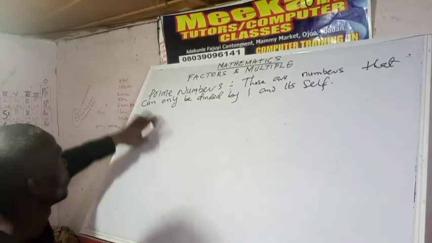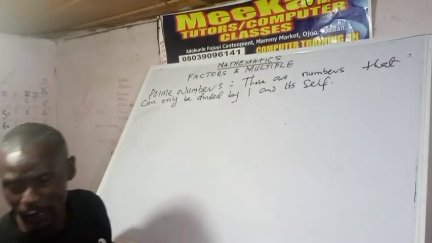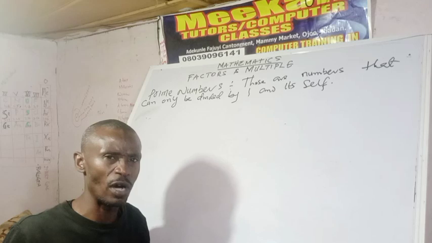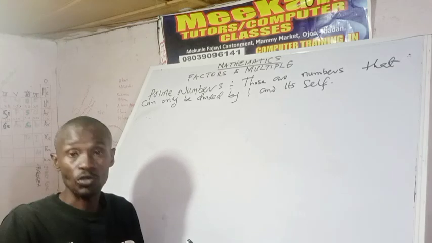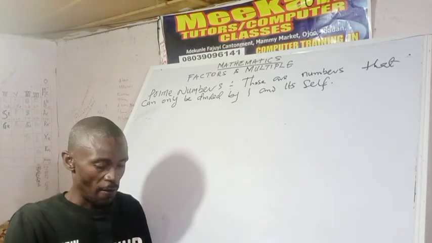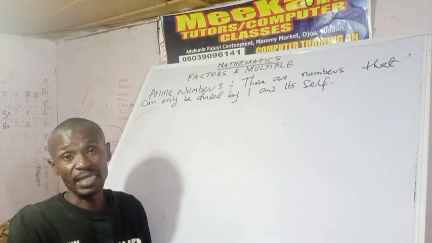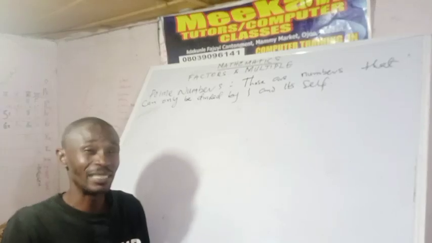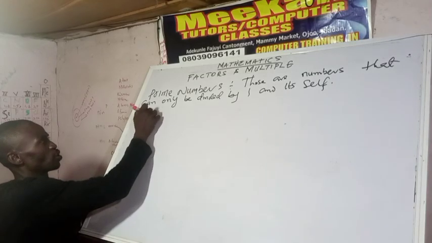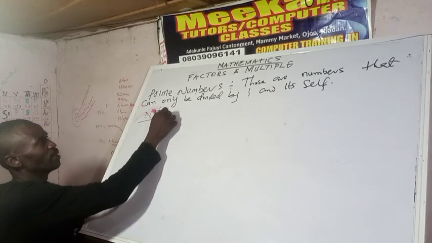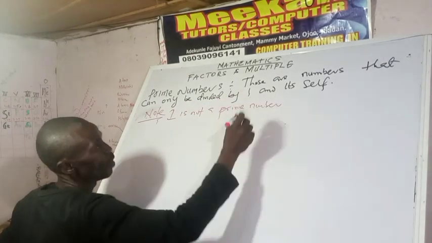Now still another factor. Now prime numbers, because we must still get to prime factor. What are prime numbers? These are numbers that can only be divided by what? 1 and itself alone. 2, 3, 5, 7, 11, 13, 17, 19, 23. All these are prime numbers. But note, I want you to know something here, that 1 is not a prime number.